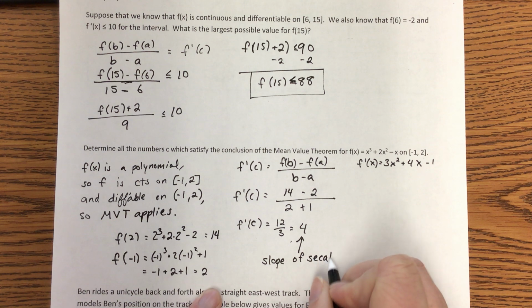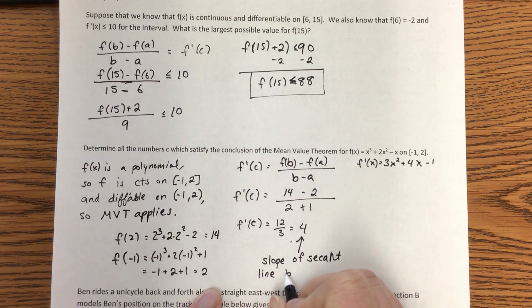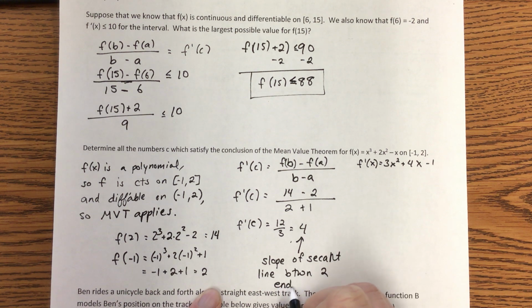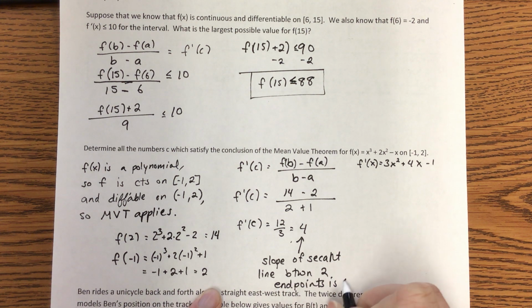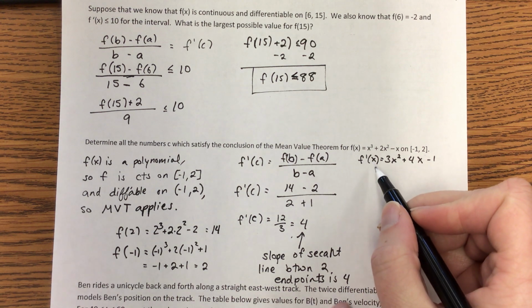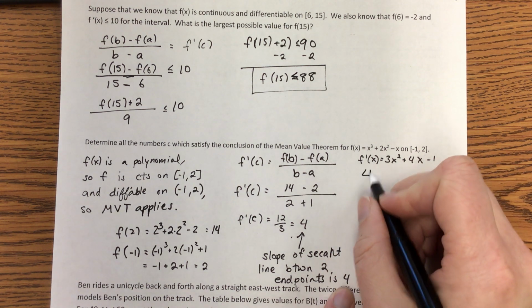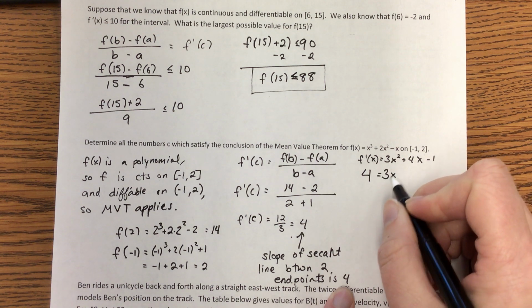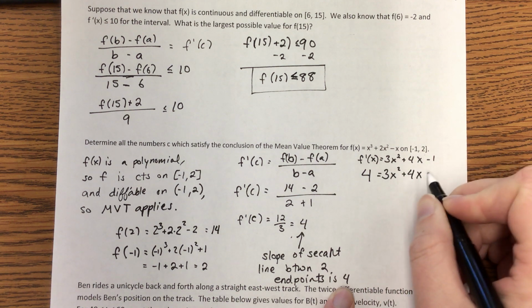The slope of the secant line between the two endpoints is 4. Then for some value of c between -1 and 2, that slope is also going to be 4. In Rolle's theorem, we set our derivative equal to 0 and solved because the slope between the endpoints was 0. Here, f prime of c is going to be 4. So instead of setting our slope equal to 0, we set it equal to 4.